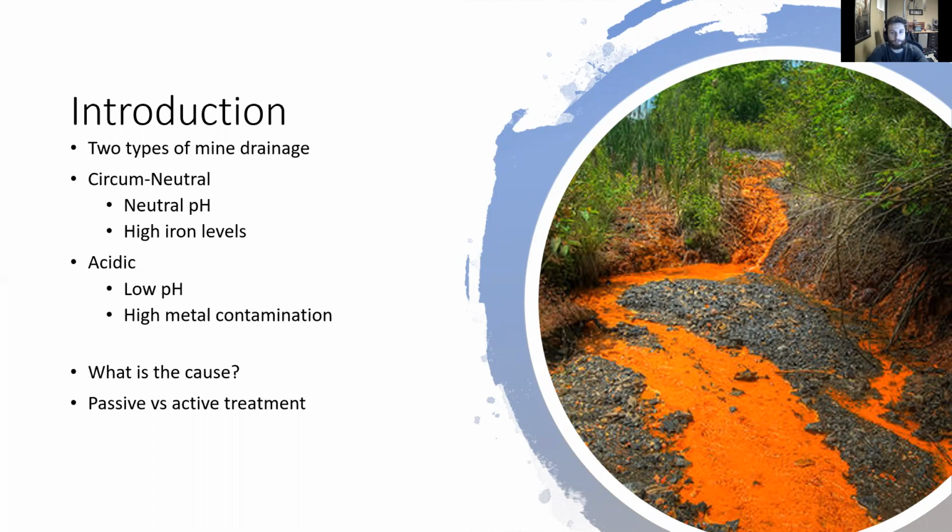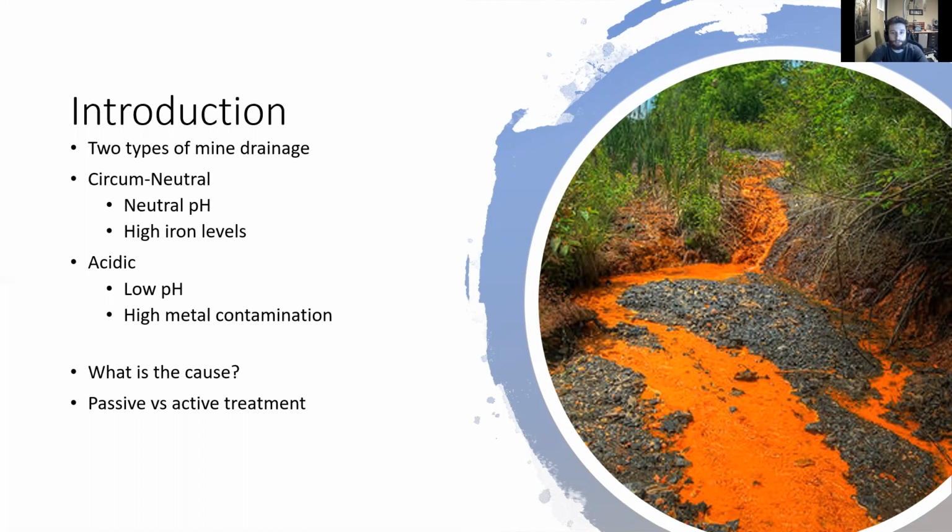Now you might be asking yourself, what is the cause of the acid in the acid mine drainage? And that comes from pyrite oxidation. Water and oxygen cause pyrite to oxidize, which results in sulfuric acid, creating an acidic environment. As mentioned earlier, mine drainage can be treated, and this is done through passive treatment or active treatment.